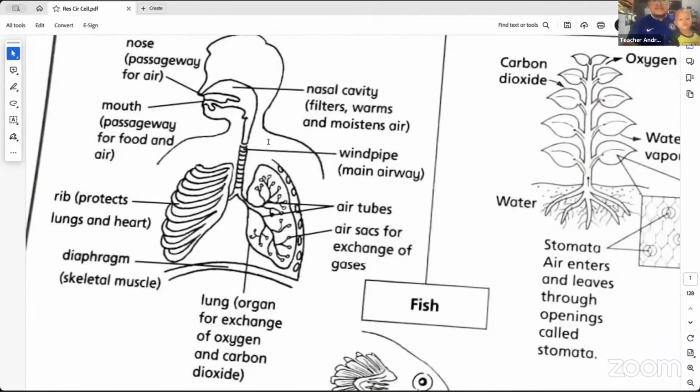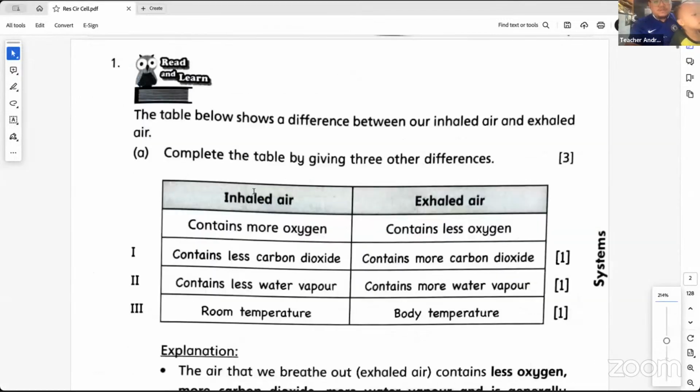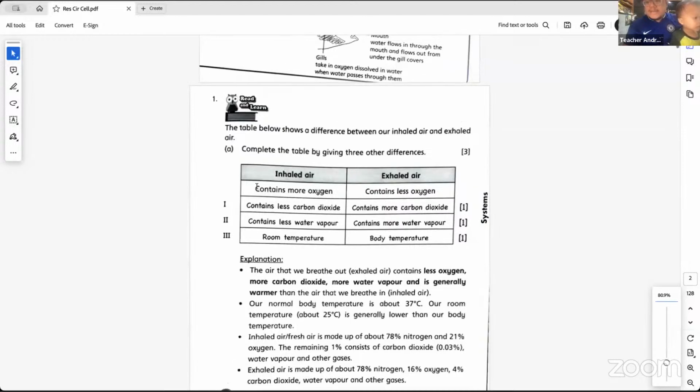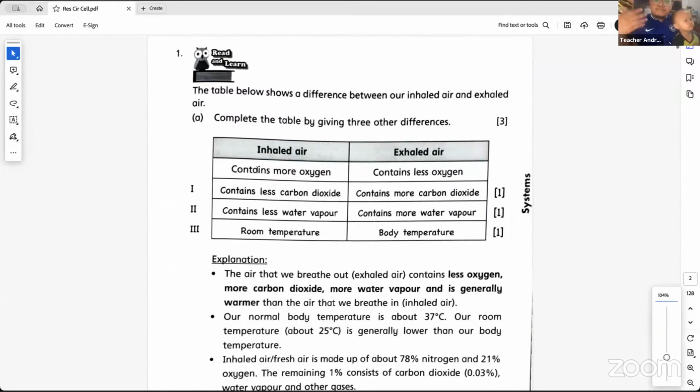All right, let's carry on. Let's look at some of the potential questions that people might ask in terms of this chapter. The first potential question is this. The table below shows a difference between our inhale and exhale air. Inhale is the air that we breathe in. Exhale is the air we breathe out.